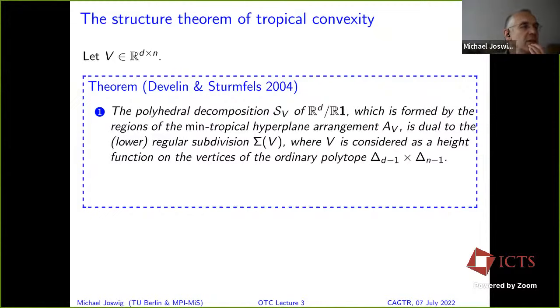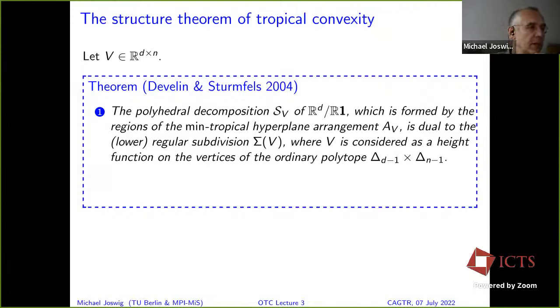And so, now the statement says that these three things essentially contain the same information. So there is a duality going on. I don't want to make this precise for the moment. I will do this in pictures, and later I will be more precise. So the polyhedral decomposition of the space of the tropical projective torus that you get from the matrix is dual to this regular subdivision of this product of polytopes, despite the fact that these two things live in different dimensions.